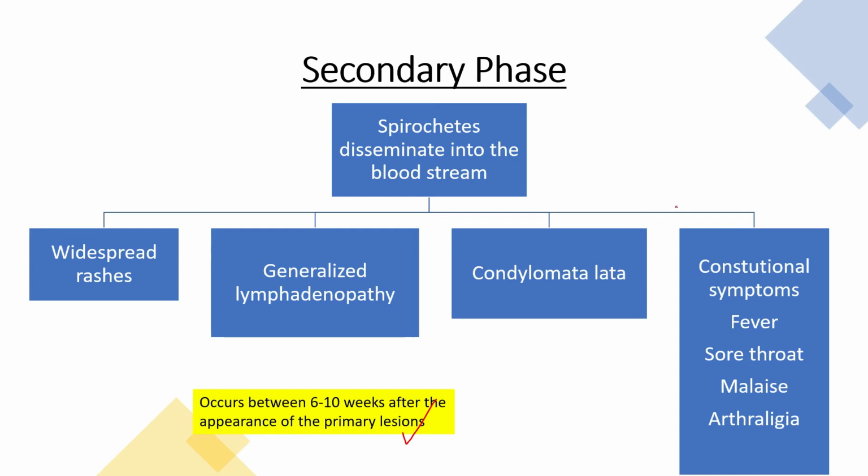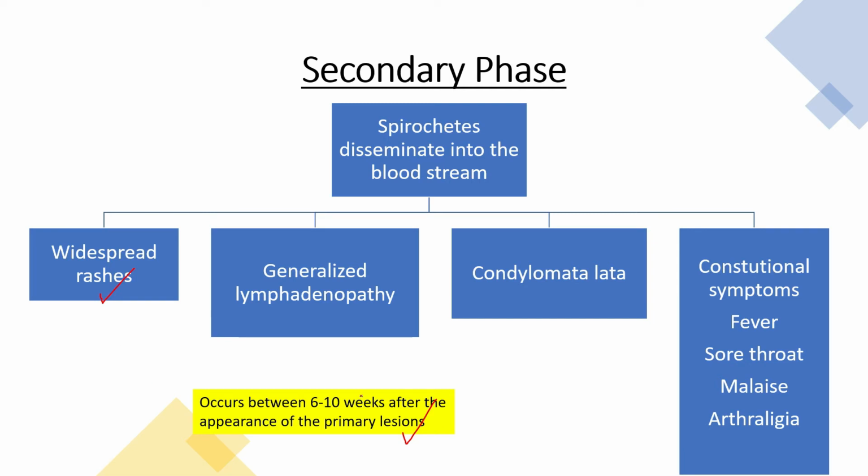The secondary phase is also known as your dissemination phase. This is where your spirochetes from your localized lymph nodes enter your bloodstream, and from the bloodstream they can go to many organs. In the bloodstream, they will lodge themselves into the arteries, the capillaries and the small arteries, and they will cause rashes. These rashes will mostly be on the trunk.